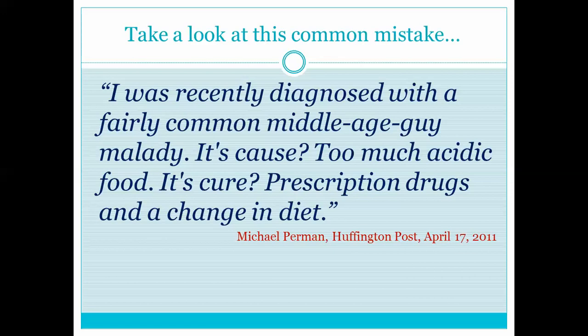Here there is a mistake in grammar, and it's a very common mistake. I want to see if you can figure out what's going on here. We have, I was recently diagnosed with a fairly common middle-aged guy malady. Its cause, too much acidic food. Its cure, prescription drugs and a change in diet. Now, an apostrophe S is not how we show possession here. We're trying to show that it's cause, like it's possession to cause. So we shouldn't have an apostrophe here, nor for its cure.